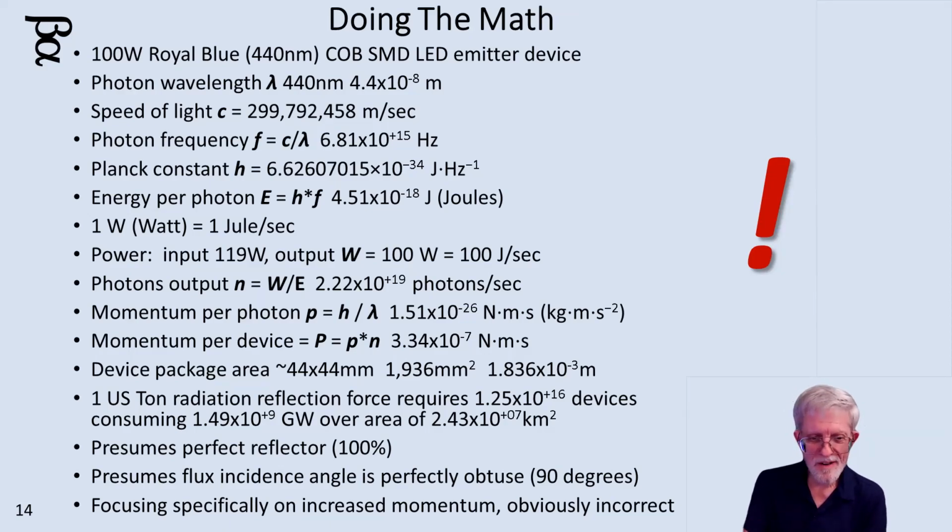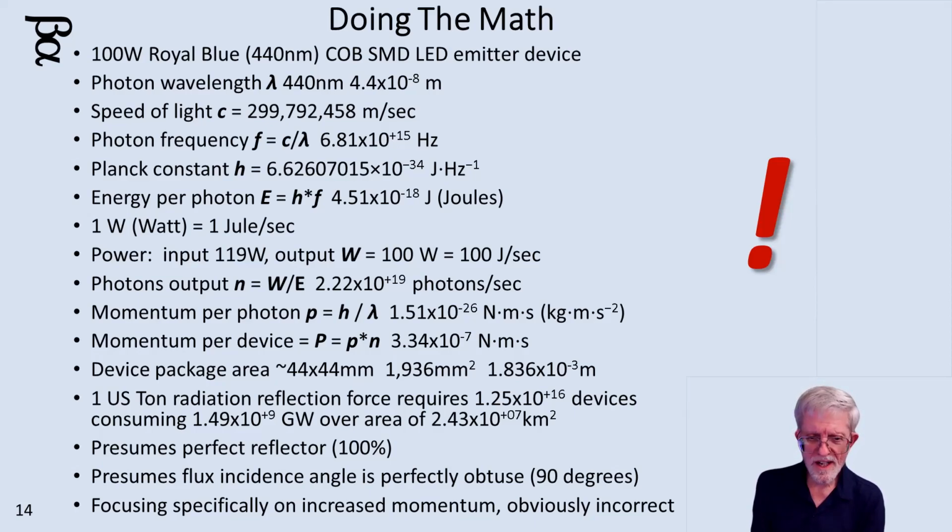But I spelled it right in the previous line. So if I have a 100 watt LED, I need to actually put in 119 watts because there's some inefficiencies. There's some heat that'll get generated that we have to dissipate off. If I've got 100 watts going into this thing, how many photons is that going to be producing? Well, turns out it's 2.22 times 10 to the 19th photons per second.